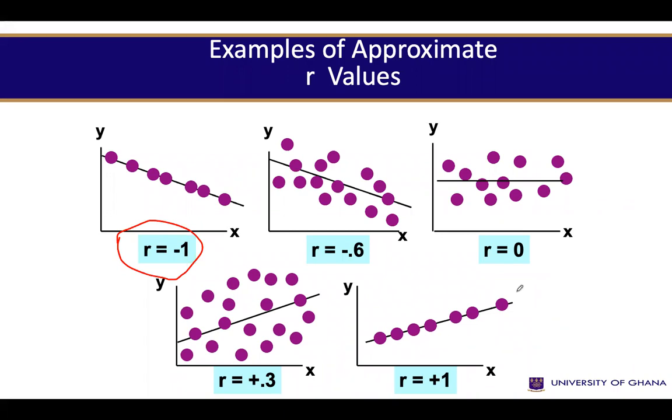Now, this X and Y are the variables, so it could be any variable that you want. All of those things are important. So you can have a perfect positive relationship or a perfect negative relationship.